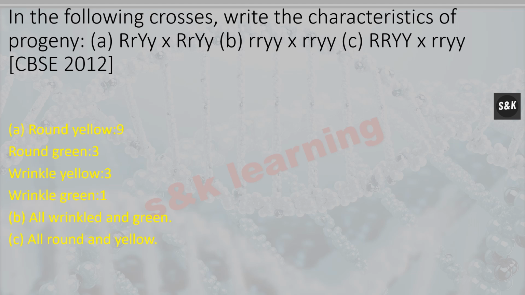In the following cross, write the characteristics of progeny: capital R, small r, capital Y, small y, selfed. So we'll get round yellow, round green, wrinkled yellow, and wrinkled green in the ratio 9:3:3:1.